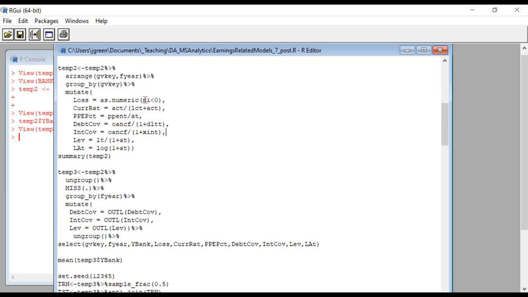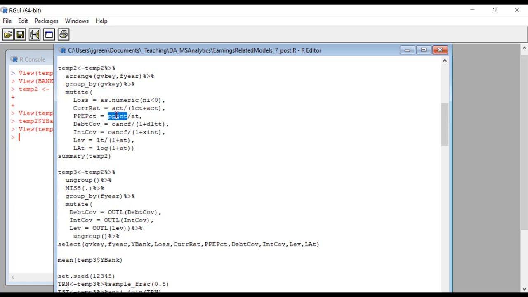So loss is if net income was less than 0, then that would give a true or false variable. As numeric makes it 0 or 1. So if net income was less than 0, that will be equal to 1. I'm calling that loss. Current ratio is a ratio that tries to measure how liquid the company's assets are. So this is current assets divided by current assets plus current liabilities. There are other ways to measure this as well. I like this one because it's bounded between 0 and 1.